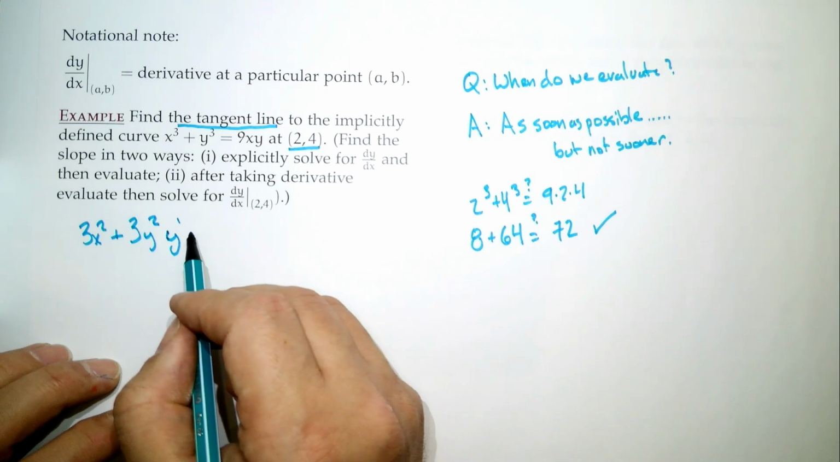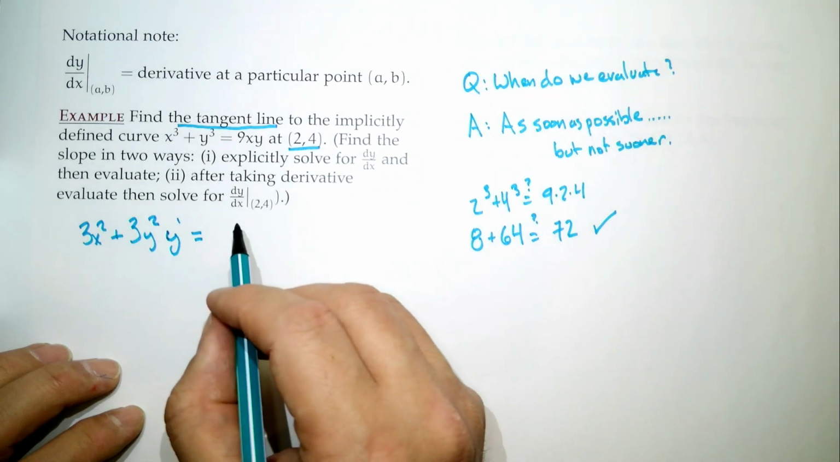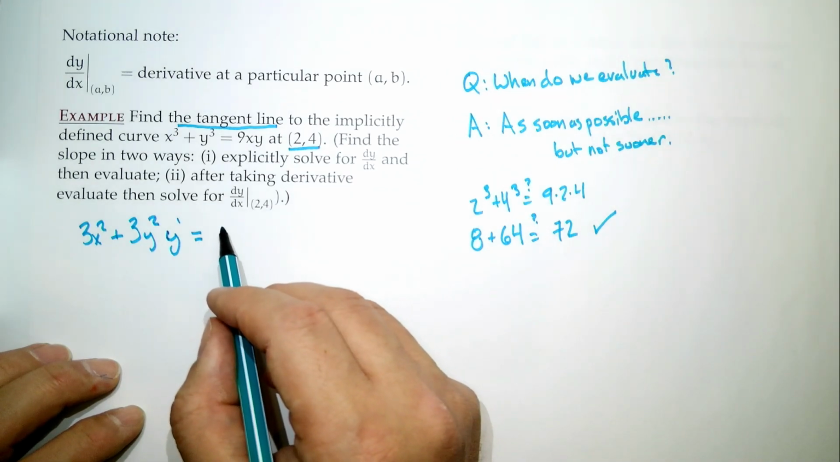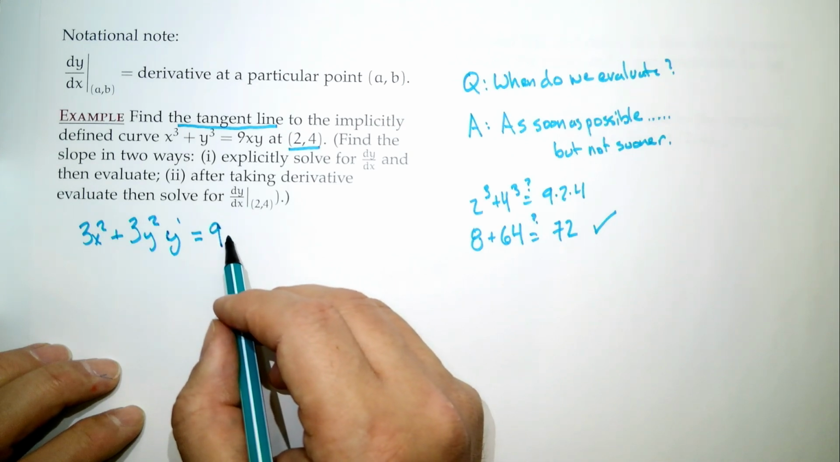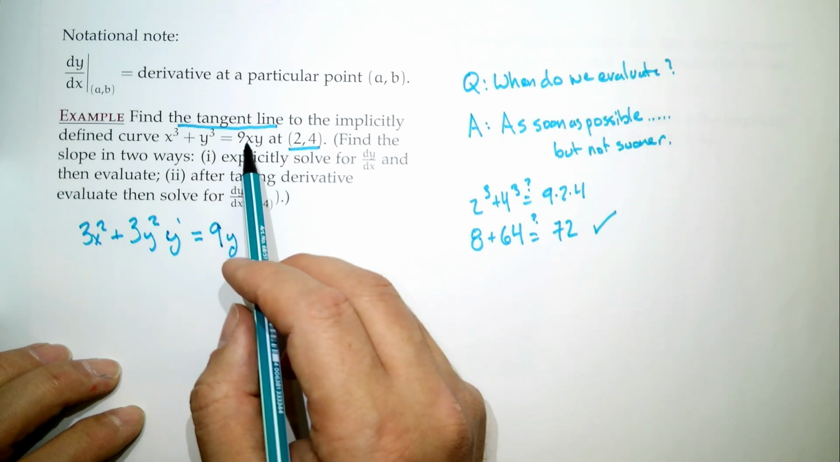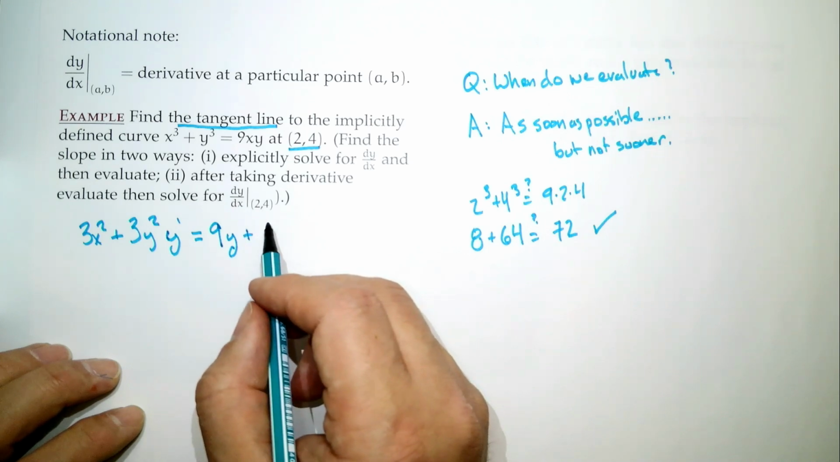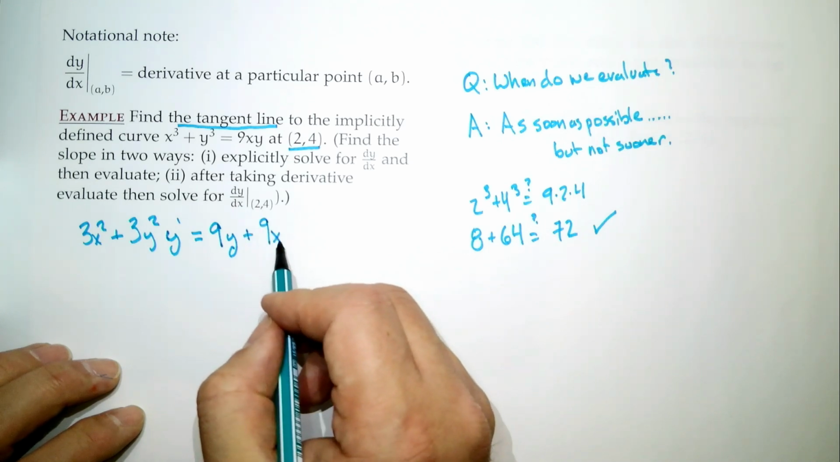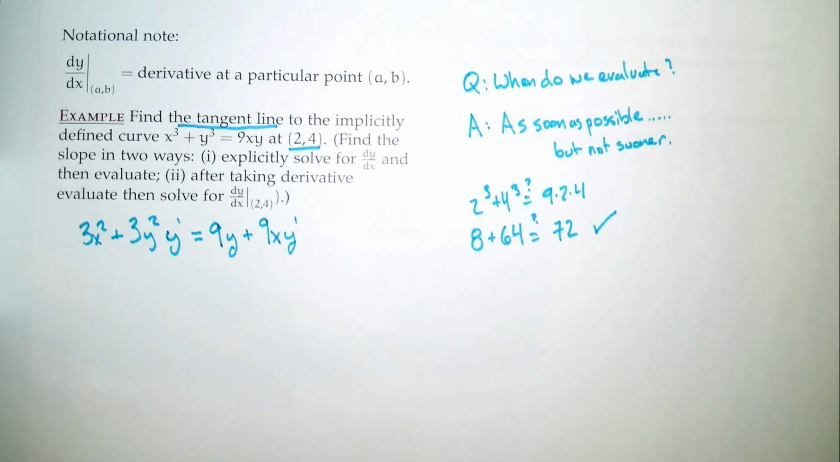Equals, now take the derivative of the other side, the derivative of 9 times xy. Well, I like to do 9y because I think of the derivative of the x first. Derivative of x is 1. Plus, what's the other term? 9x dy dx, which I'll write as y prime. All right, so that's a universal step.